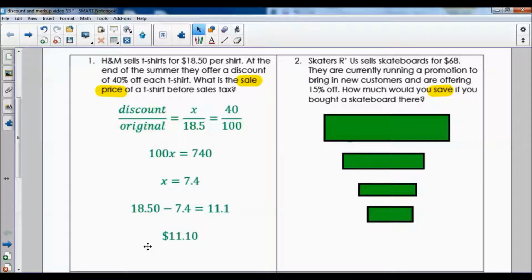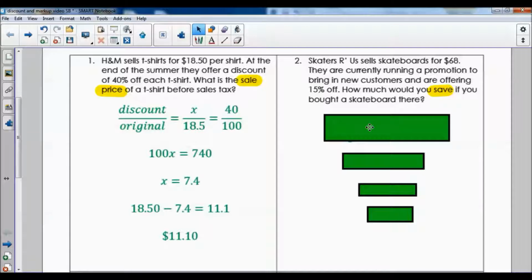Okay. Number 2, Skaters R Us sells skateboards for $68. They are currently running a promotion to bring in new customers and are offering 15% off. How much would you save if you bought a skateboard from there? Okay, so this one just says how much would you save. So we actually don't have to do the subtraction part at the end to find our total price because they're just asking what is the discount. What would you actually not have to pay if you went to this place?